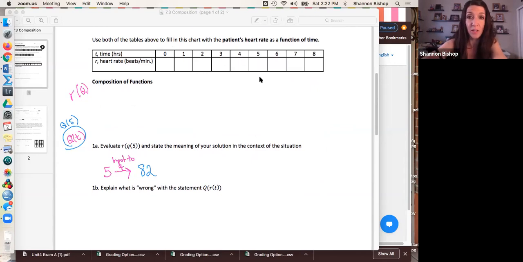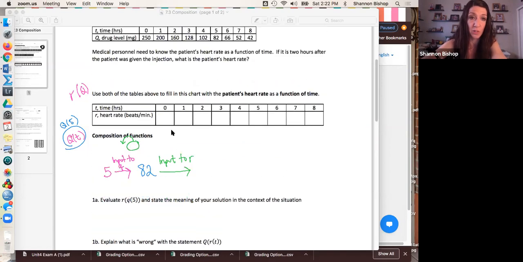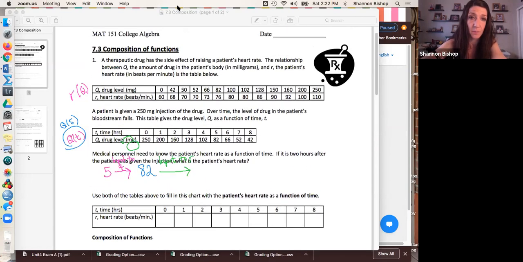If you look at the notation again, if Q of 5 is 82, fine, but then that has to get plugged in to the function named R. Now that we know 82 is the output for Q, that now has to get plugged in to the function named R. So notationally speaking, which function is named R? This guy right here, the R of Q.